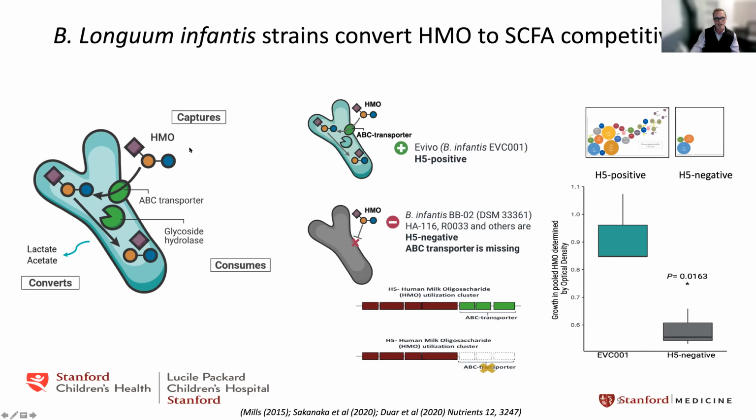As long as we have HMO and this bug is introduced, particularly those that have an H5 positive gene cluster for the transport and the full utilization, this bug is able to outcompete all the other competitors as depicted here on the right. In this case, it's a competitive assay versus an H5 negative bifidobacterium. So even within the same taxa, within the same species and strains, we see this difference based on the genetic endowment for this ability to consume HMOs, a key ecological feature when we're competing for gut colonization and overall health promoting effects in the newborn.